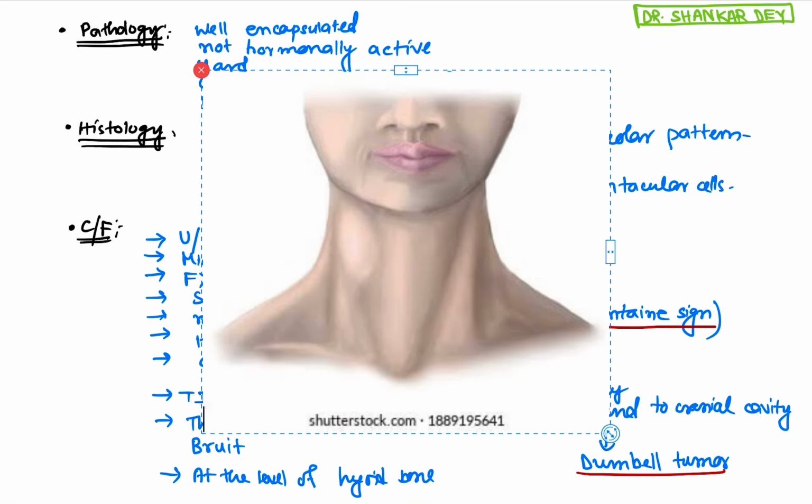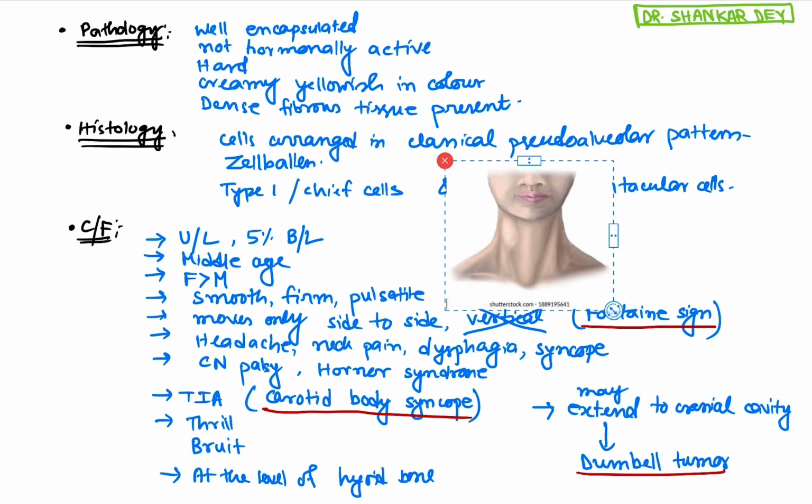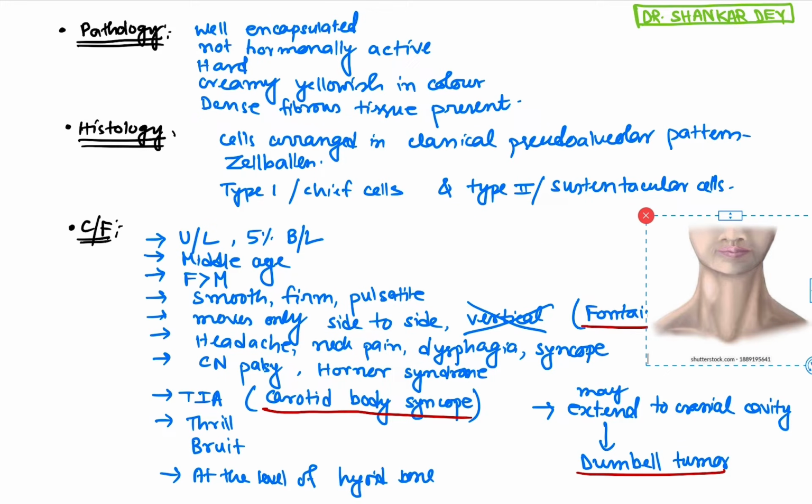So see, this is the image of carotid body tumor. Here you can see the presence of carotid body tumor at the level of the hyoid bone, a smooth, firm swelling arising from the carotid body at the level of the hyoid bone, at the anterior edge of the sternocleidomastoid muscle in the anterior triangle.